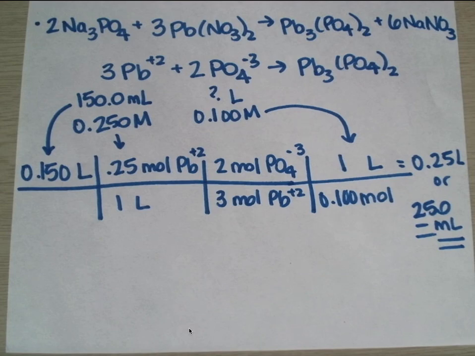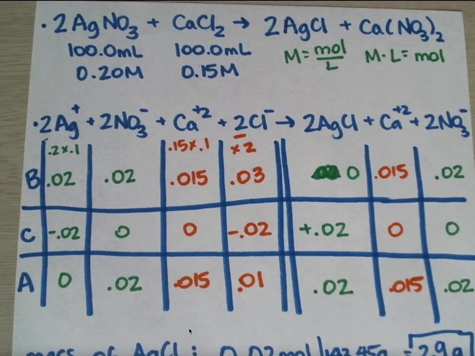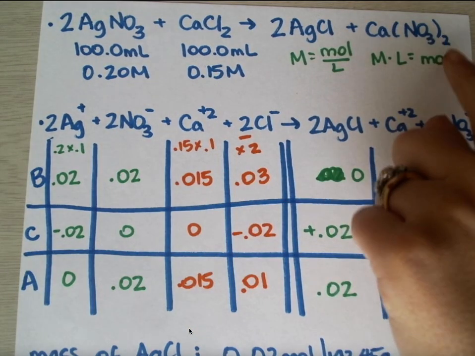Okay. Now the last question is asking us at the very end to calculate the concentration of each ion. For this scenario, what I found to be the most helpful is to use a complete ionic equation and a BCA table.